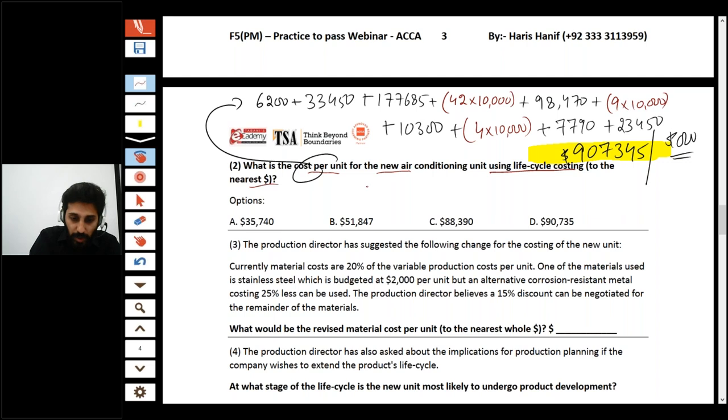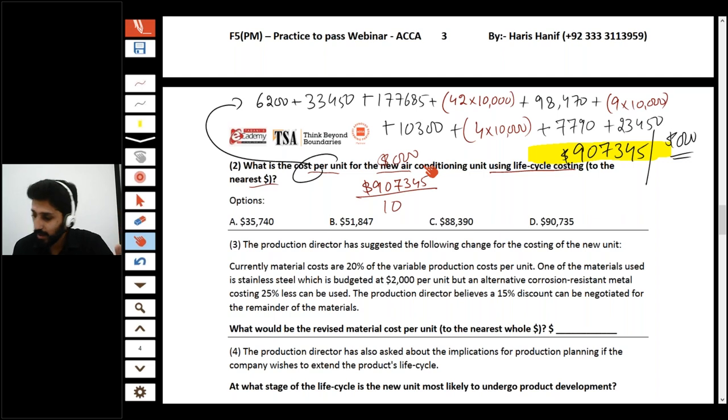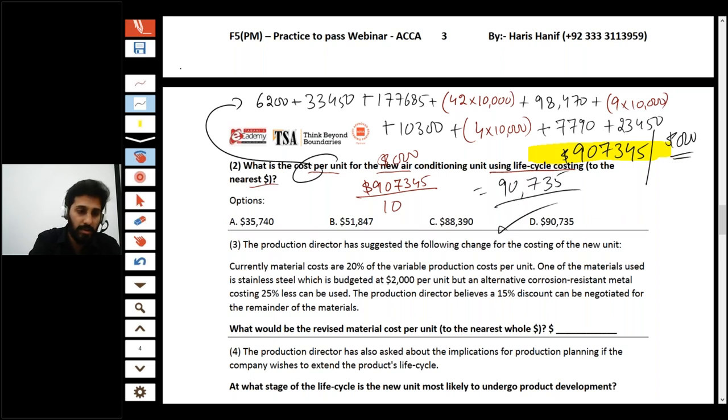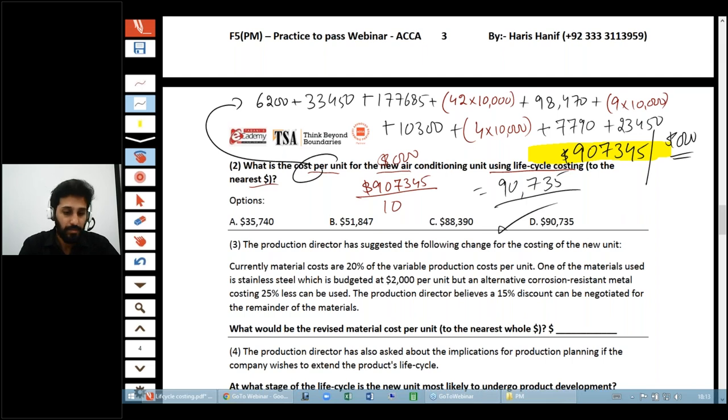Now I need the total cost per unit, so that will be 907,345. This was ignoring the triple zero, so I will be dividing by 10 only. If you want to take 10,000 completely, you should write three zeros at the top, right? So divided by 10, that would be 90,735. And this is the answer, 90,735. So your answer is absolutely right, whoever calculated option D.